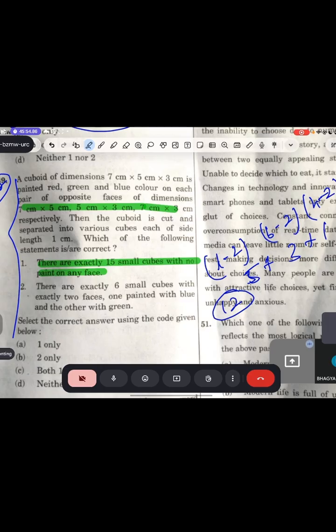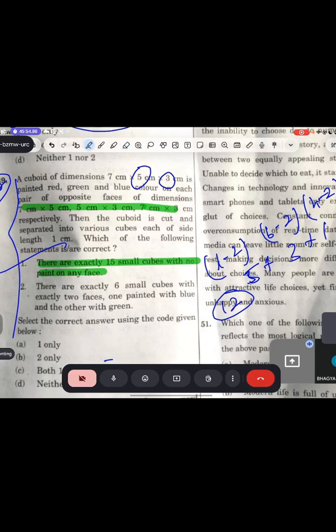So guys, there is one formula. No paint on any face means they are talking about the inside. So length minus 2 into breadth minus 2 into height minus 2. Length is 7, so 7 minus 2 equals 5. Breadth is 5, so 5 minus 2 equals 3. Height is 3, so 3 minus 2 equals 1. So 5 into 3 into 1 is 15, which means the first is right. Guys, this is the formula needed here.